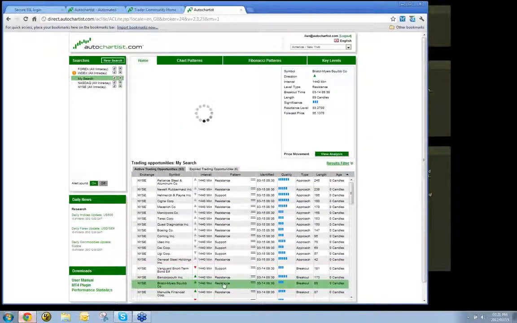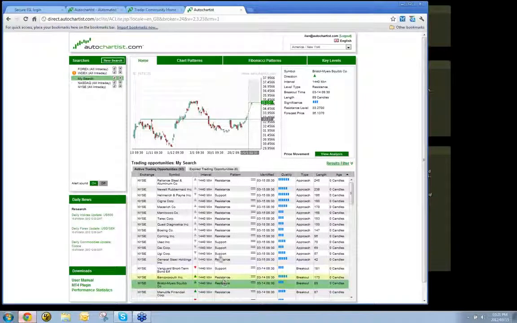Similarly, let's have a look at Bristol-Myers Squibb. So Autochartist has identified a resistance level at 33.27. You can actually see the resistance level is pretty clear. It touched that resistance point twice over here. Despite the fact that it actually went through this point, there was some consolidation and a bit of a pause during this level over here, and another strong breakout through this level at this point here, and again touched that point twice, and again a breakout through this level.